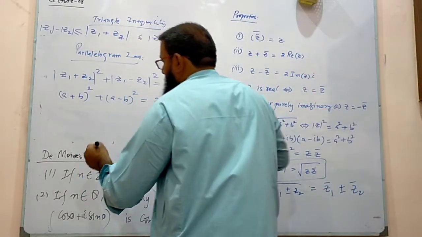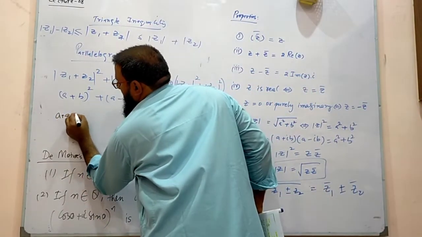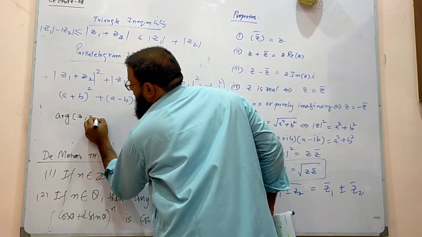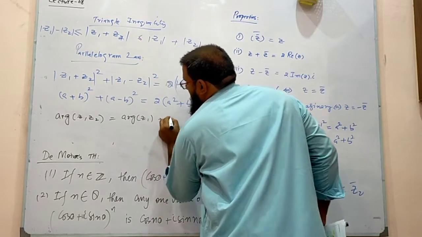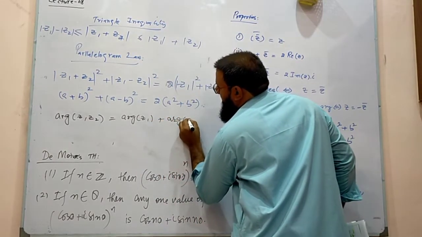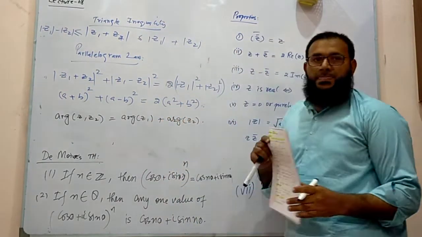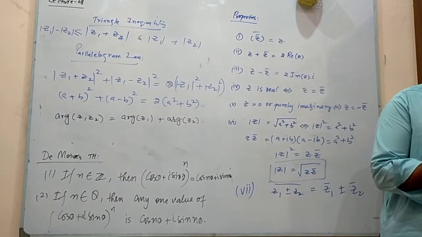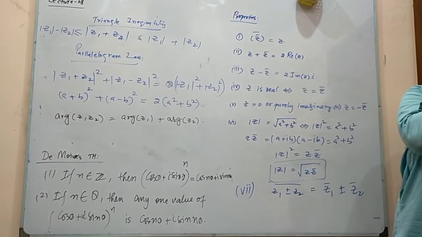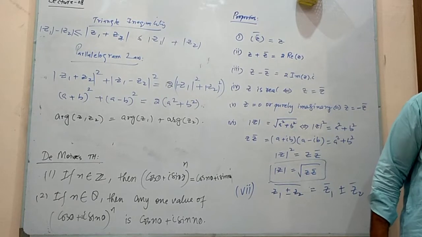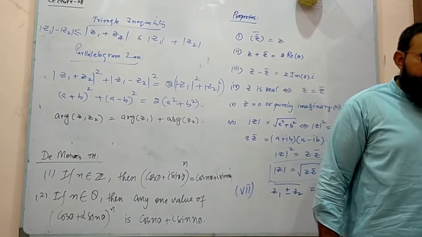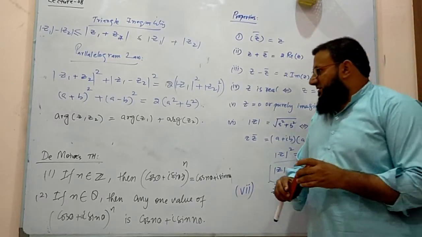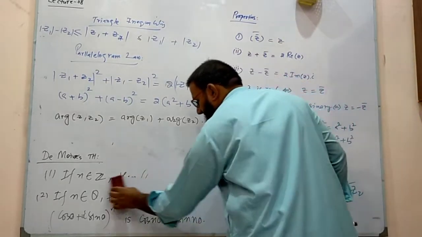Okay, and one thing else: the argument of Z1 times Z2 is the same as the argument of Z1 plus the argument of Z2. Are you okay with this thing? And if you divide two complex numbers, their arguments are going to be subtracted. And if you are not getting this idea, then it is very simple.